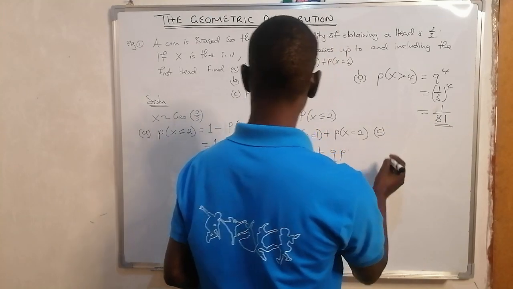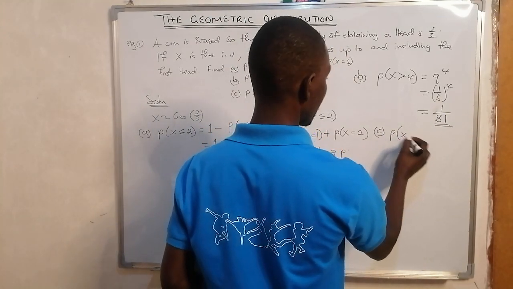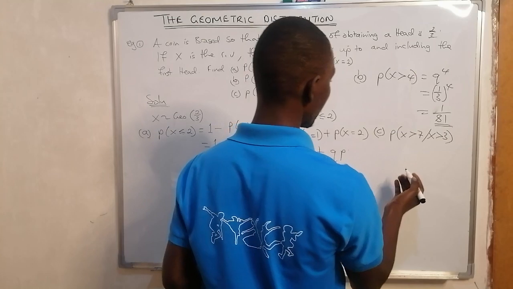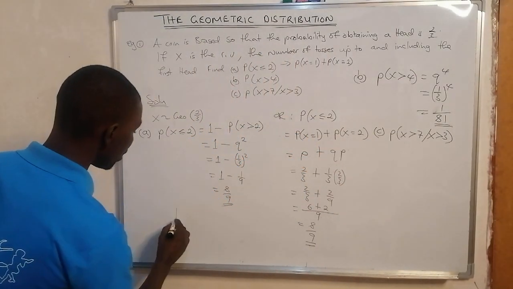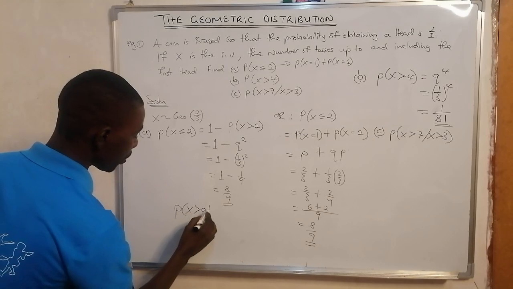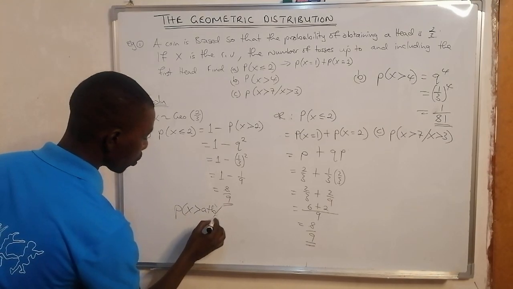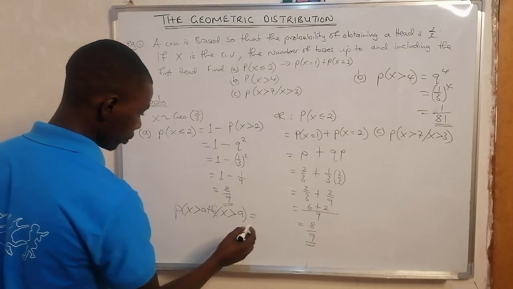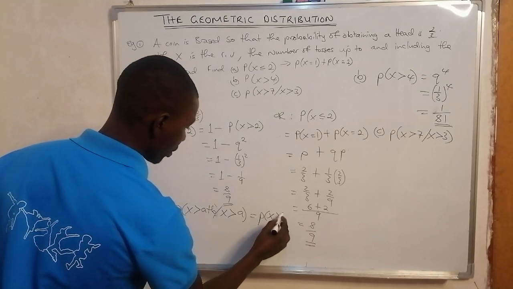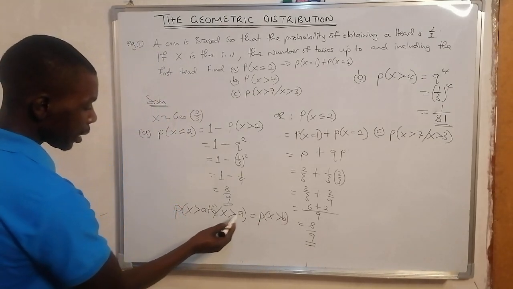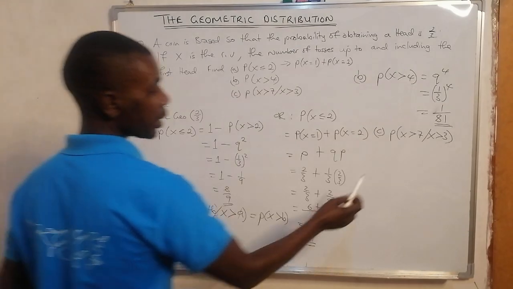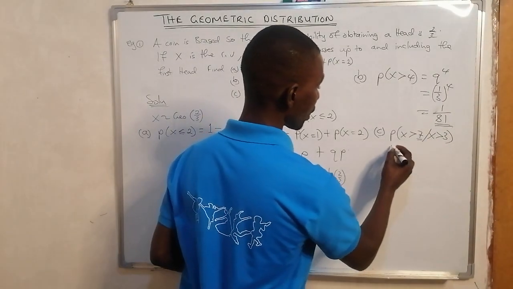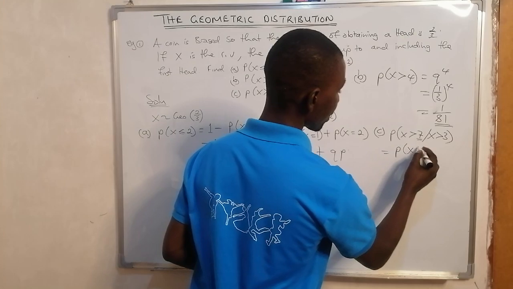Then part C, probability of x is greater than 7 given x greater than 3. This is the same as, remember we said, P of x greater than a plus b given x greater than a is the same as P of x greater than b. So in this case, a will cancel with a. Then 7, remember, is the same as 3 plus 4. So here we remain with P of x is greater than 4.